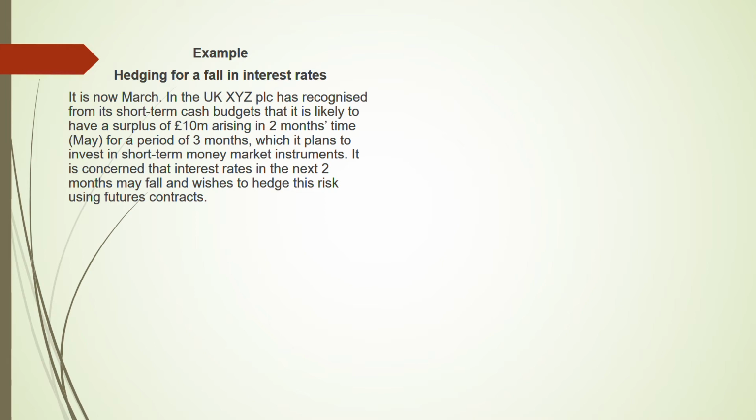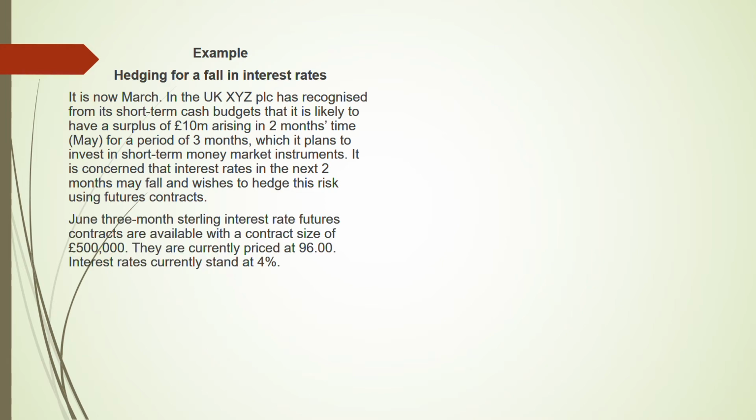It is concerned that interest rates in the next 2 months may fall and wishes to hedge this risk using a future contract. Now, what are we doing? We need the information. Contract size. What is the interest rate currently? What is it priced at? So, June 3 month sterling interest rate future. They will give you the future, the interest rate future, and for which month.